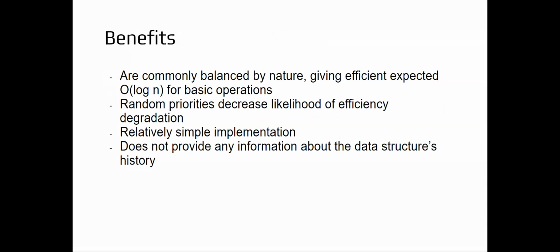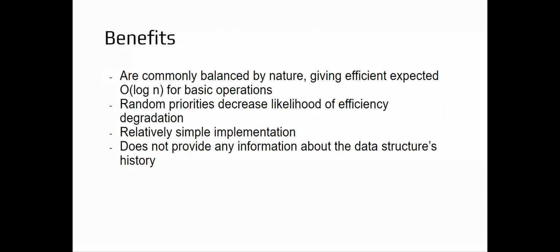So now for some benefits of the treap. They are commonly balanced by nature, not guaranteed, but commonly. And given that, they have efficient expected O(log n) runtimes for basic operations. Random priorities decrease the likelihood of efficiency degradation, and it is a relatively simple implementation of a tree structure, not too hard to figure out in code in Java, Python, C, whatever.